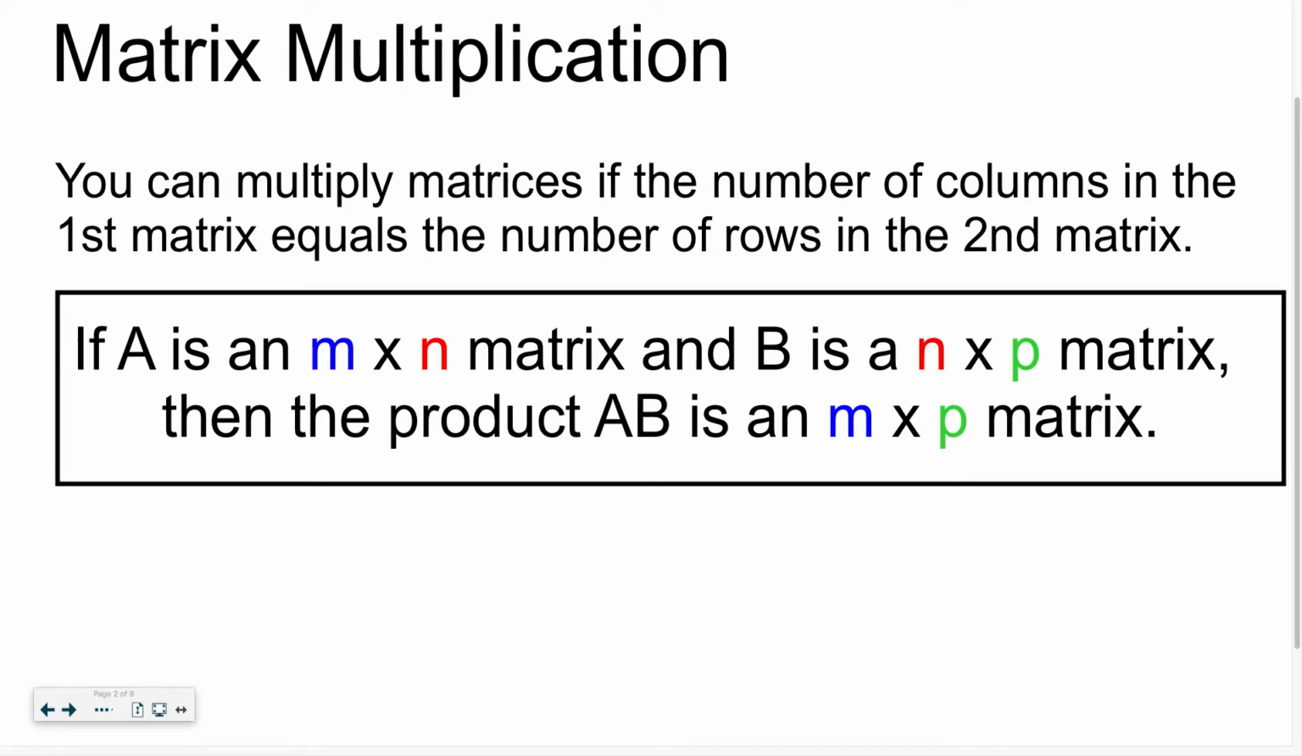So once you decide the columns in the first and the rows in the second match, I call them the bookends. The bookend orders, m and p, are going to be the dimensions of your new matrix. So it is possible to multiply two matrices with different orders, and your answer could be an entirely different order as well.